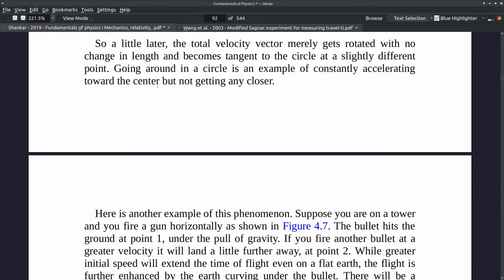So a little later, the total velocity vector merely gets rotated with no change in length and becomes the tangent to the circle at a slightly different point, going around in a circle, in the example of constantly accelerating towards the center but not getting any closer to it.